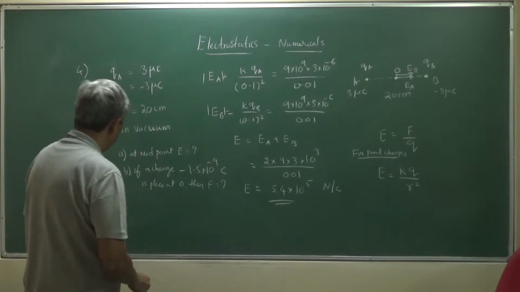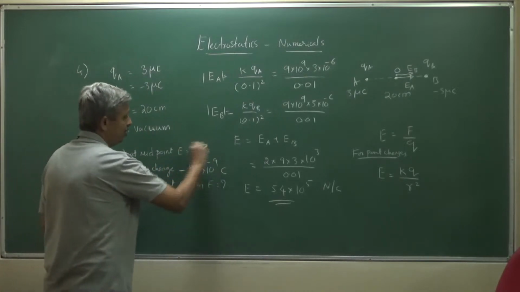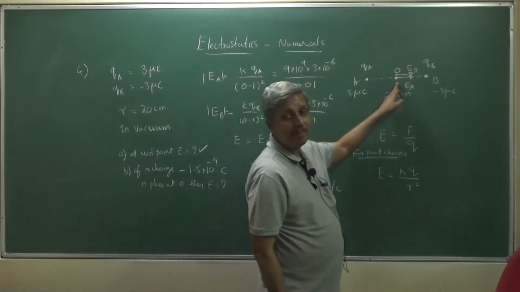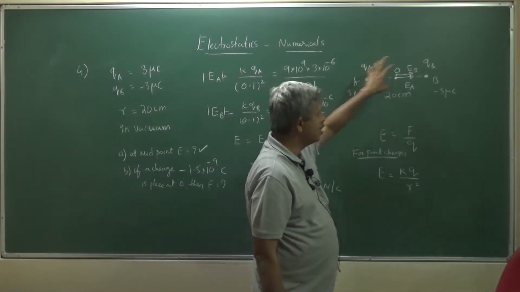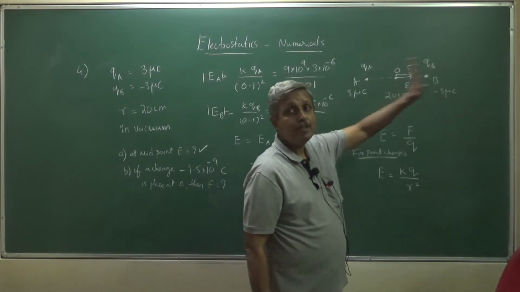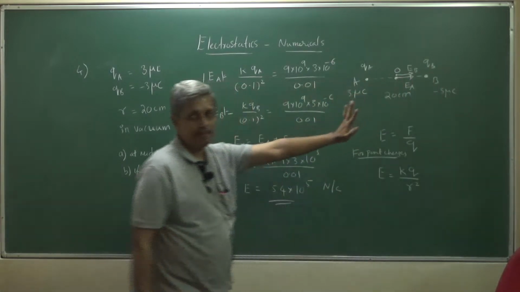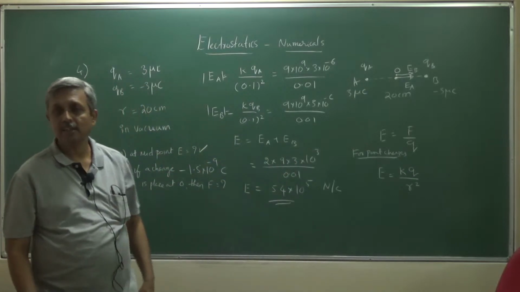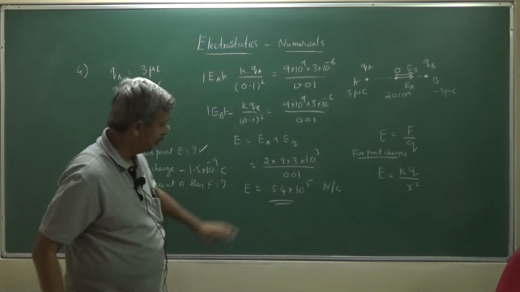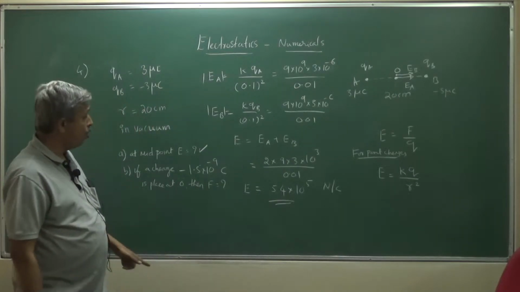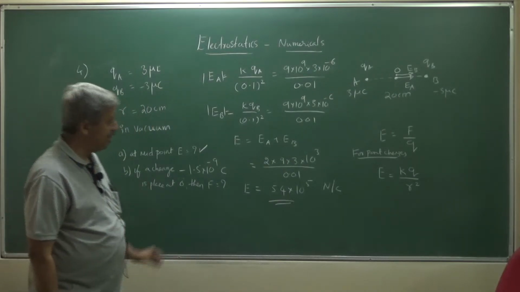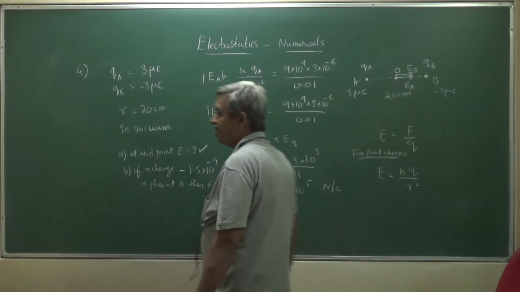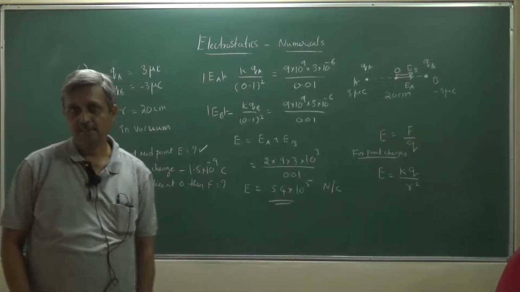First part is what? At the midpoint, what is the value? How did we calculate? We calculated at the midpoint the value of E because of A and because of B. They happen to be in the same direction, so we added. When we added them, they became 2E. Then we did a little bit of mathematical arithmetic and got the answer. Okay. Now, what if we place minus 1.5 into 10 power minus 9 coulomb at the middle?